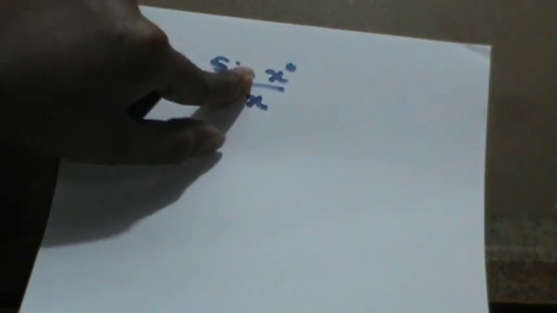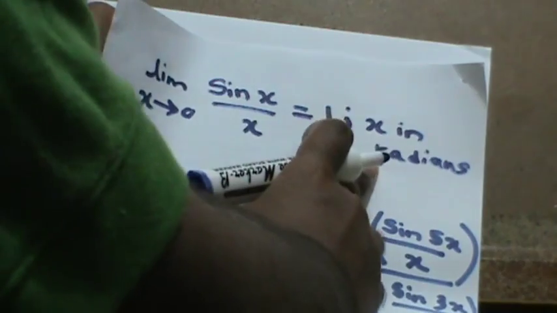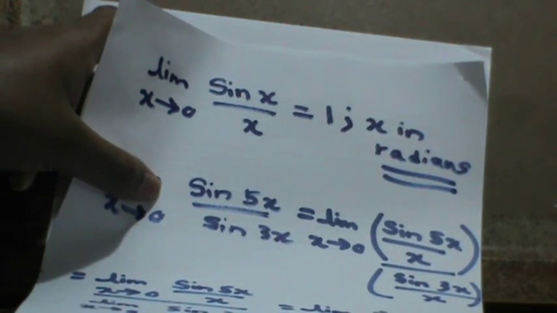No, because we have to measure. That's why I explained in the first part of this video that we can apply this theorem only when x is in radians. So if x is not in radians, we cannot apply this theorem, and we have to convert the angle into radians.